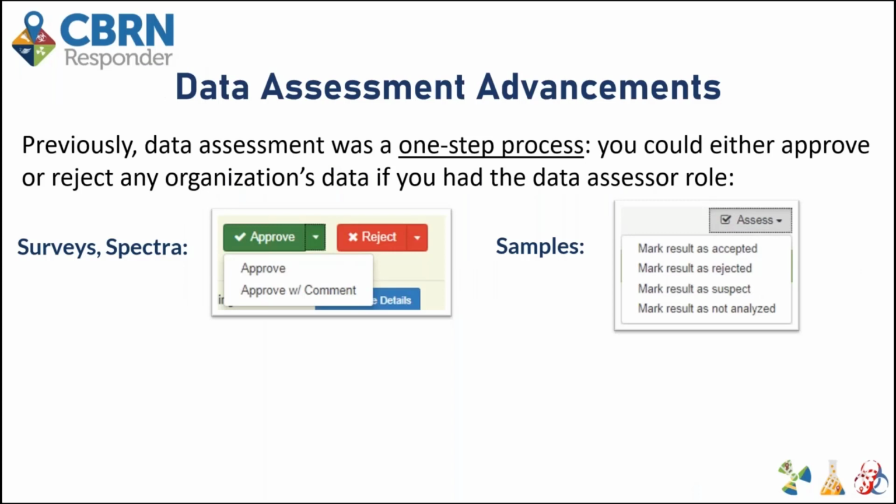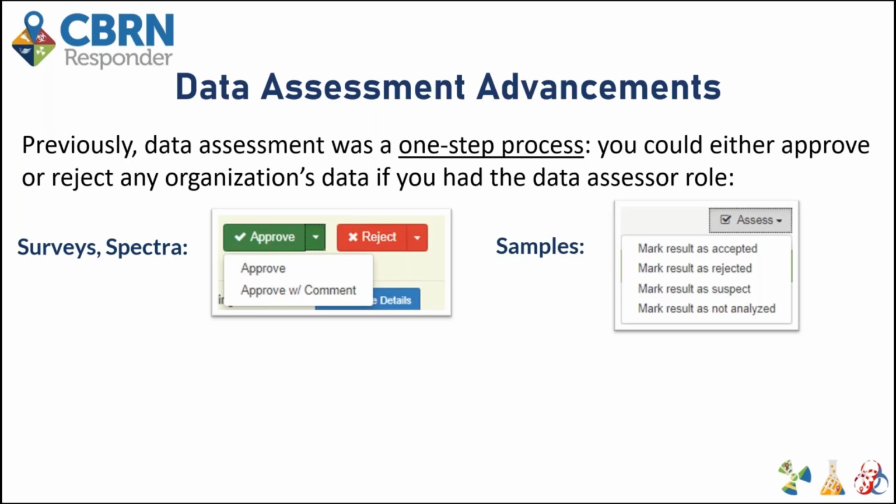So for those of you who may be familiar with our data assessment capability in the past, it has updated quite a bit in the past year, and we're finally rounding out those final changes. So previously, this was a one-step process. You could either approve or reject organization's data, and that was any organization's data. So it was not specific to just the data your organization has. It was any data on the event. You did need to have the data assessor role, so that was carried over.